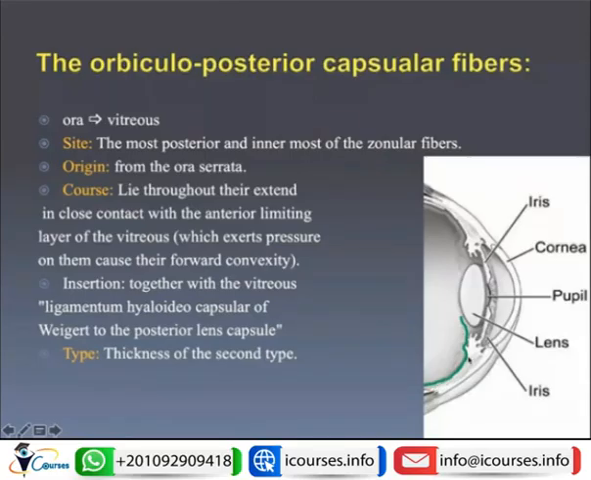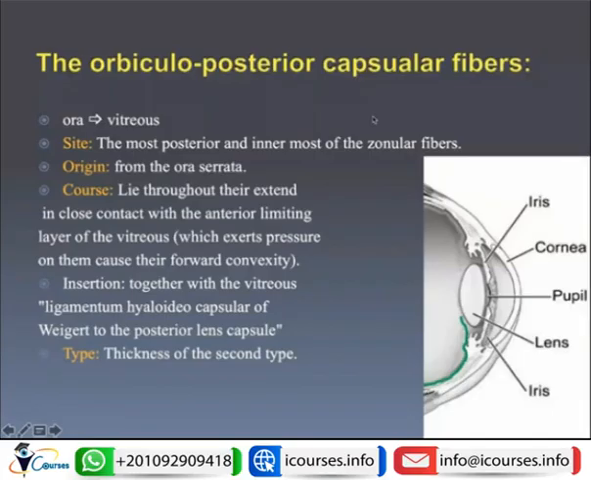These are the zonular fibers that attach from the ora serrata, which is the most anterior layer of the retina, and they come in close contact with the anterior limiting membrane of the vitreous, and then insert into the hyaloideocapsular ligament of Wieger. So this is the capsulohyaloid ligament of the vitreous, and this will be discussed in the vitreous, so you will know what this hyaloideocapsular ligament is.